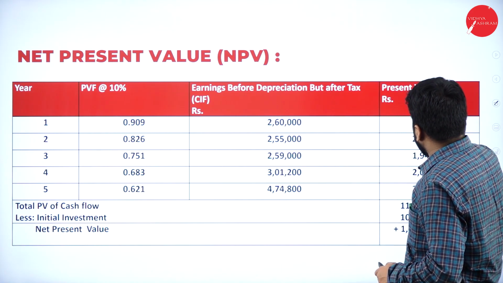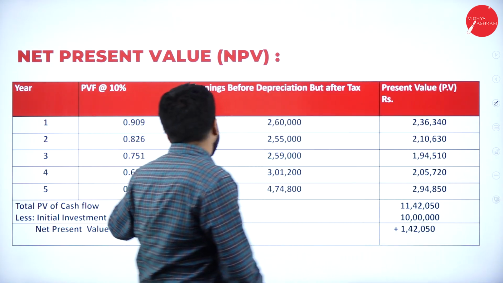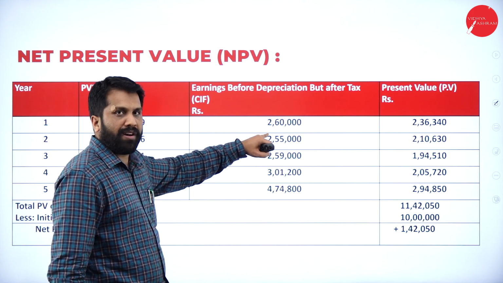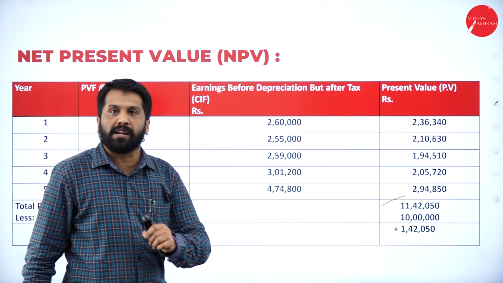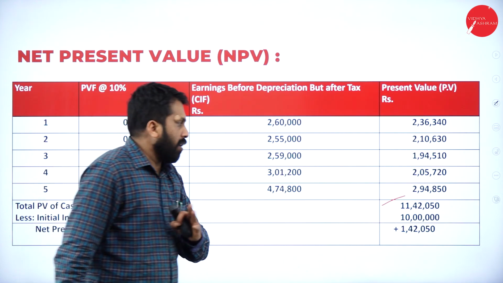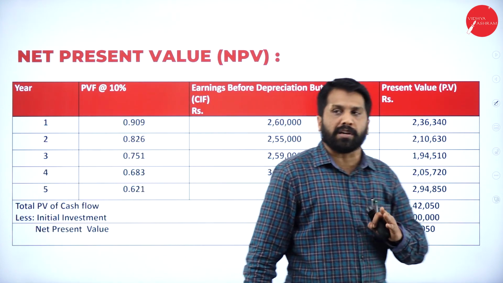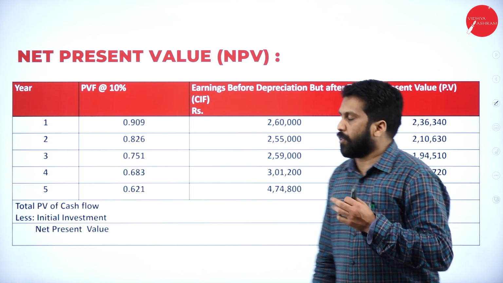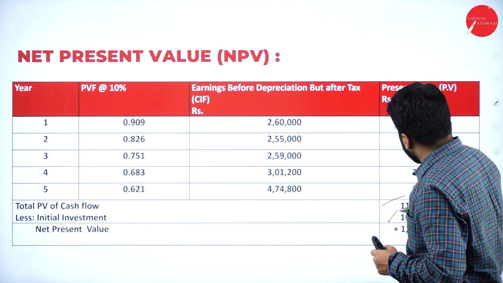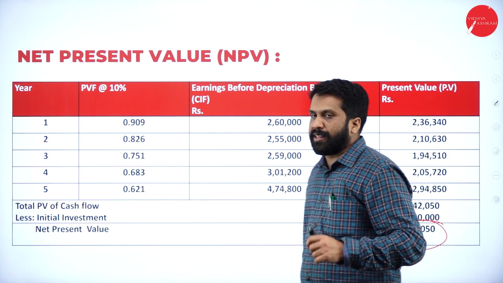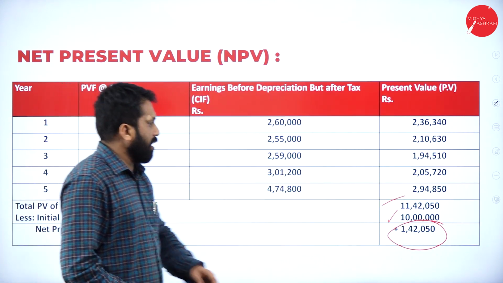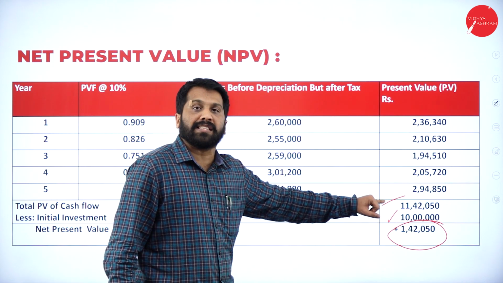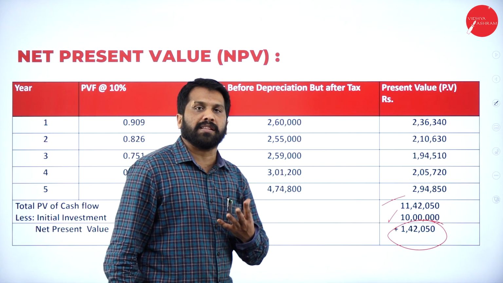Everything is added. If you add everything, you will get 11,42,050. Once you get 11,42,050, from that you minus 10 lakh. Final answer is 1,42,050. This is your NPV. See, your investment is 10 lakh, but your income is 11 lakh. It is positive. Clear?